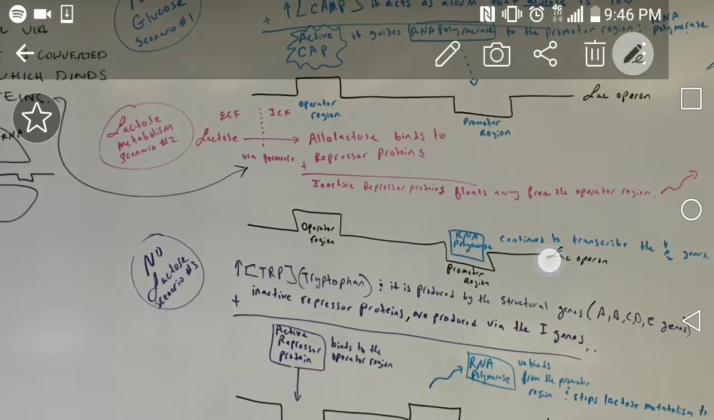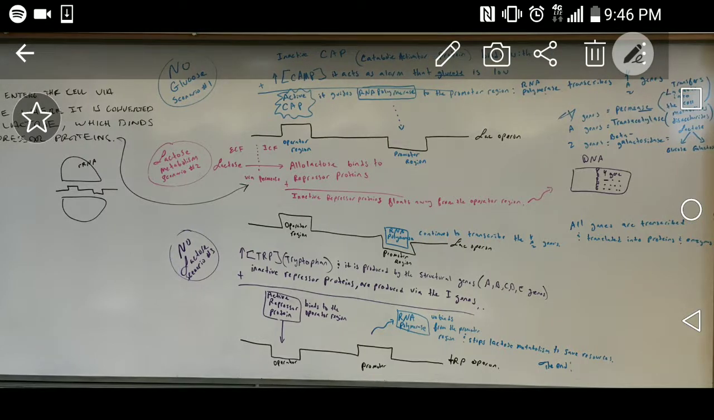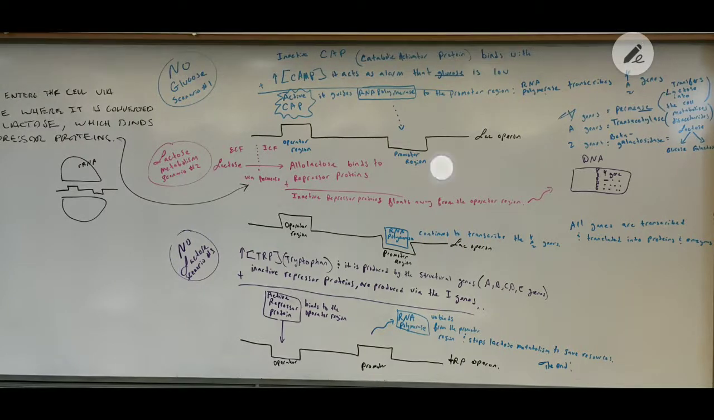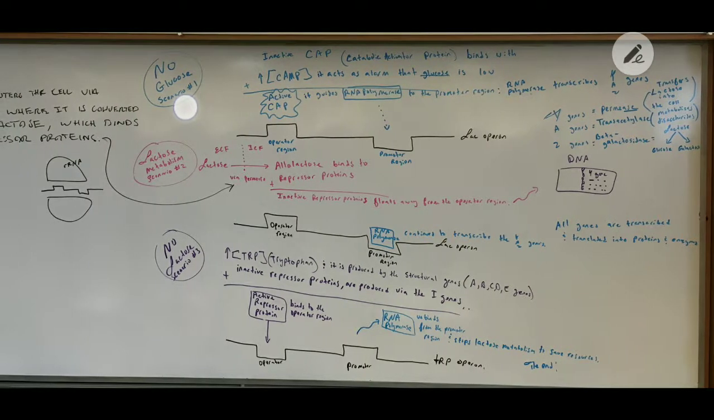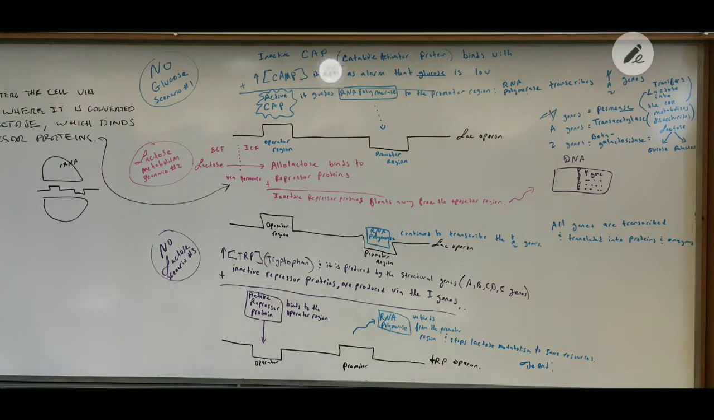Let me review this, and then this may make a little bit more sense, hopefully. All right. So in a scenario where there's no glucose, the inactive CAP, or catabolite activator protein, binds with cAMP. The concentration of cAMP goes up because it acts as an alarm that glucose levels are low. The inactive CAP binds with cAMP, making this protein here active. Active CAP guides RNA polymerase onto the promoter region, so RNA polymerase can transcribe the 3 genes.